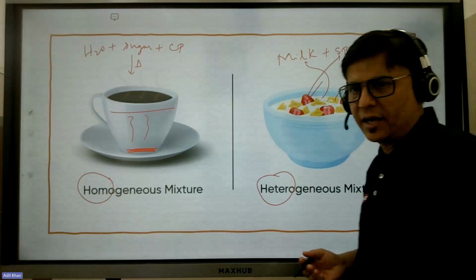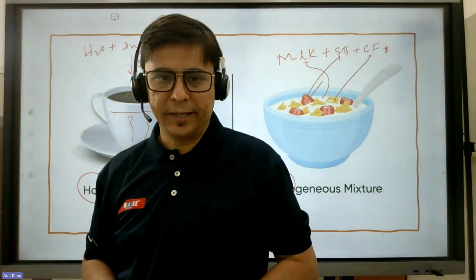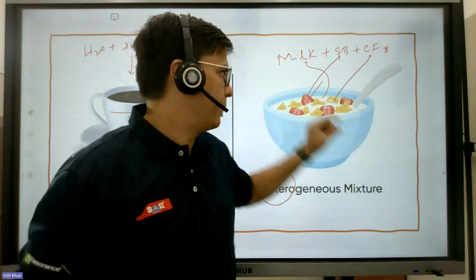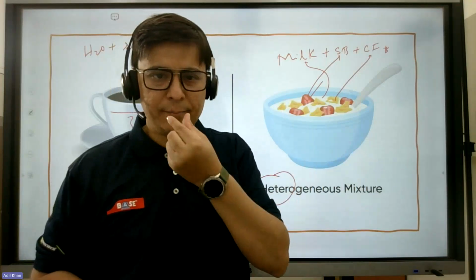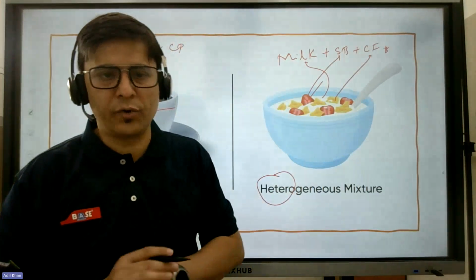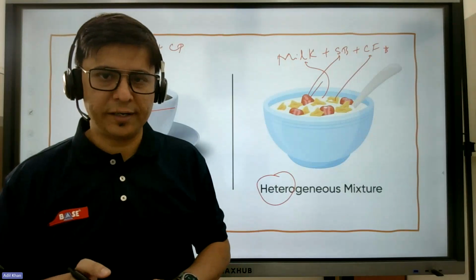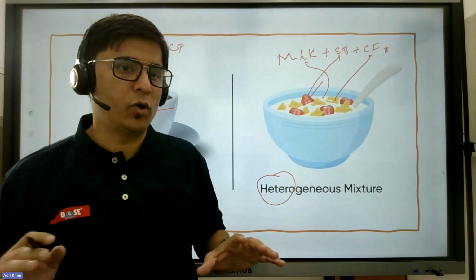It's completely visible, right? So there is a clear cut boundary. You can pick one piece of strawberry and taste it. You can pick one piece of corn flakes and taste it. So there's a clear cut boundary. So in a heterogeneous mixture, the boundary is visible between the constituent particles, and it is not a uniform composition.